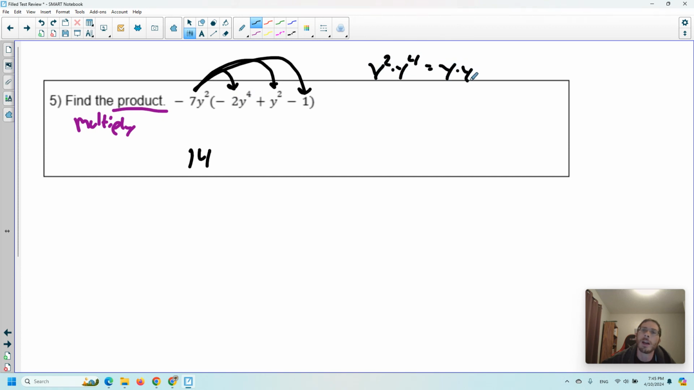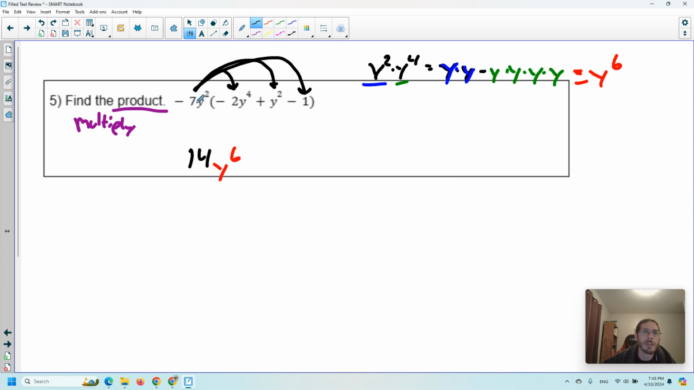Y to the second is y times y. And y to the fourth is y times y times y times y. And if we count them up, we get 1, 2, 3, 4, 5, 6. So we get y to the sixth. Now again, by shorthand, some people are just adding these numbers up, which is what you can do. But if you aren't sure, just write it out. Actually write it out. So we're going to get y to the sixth.